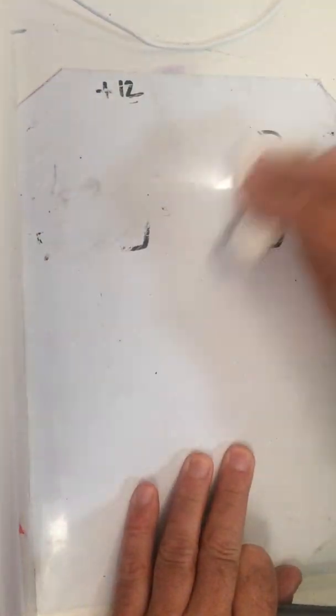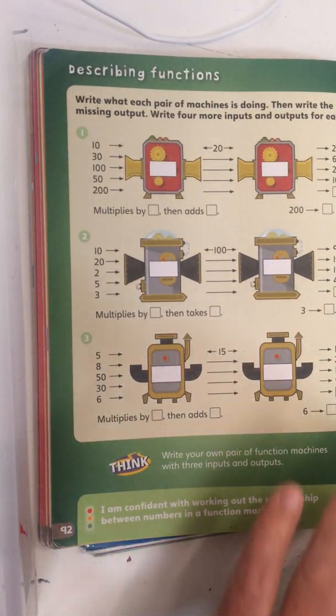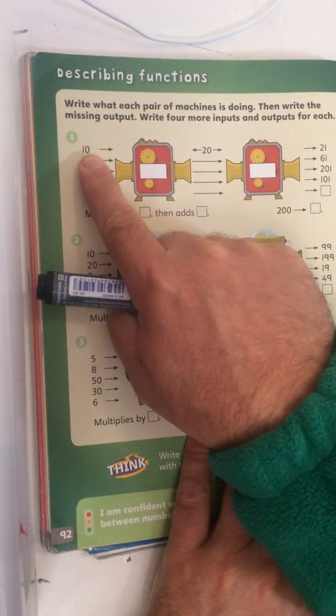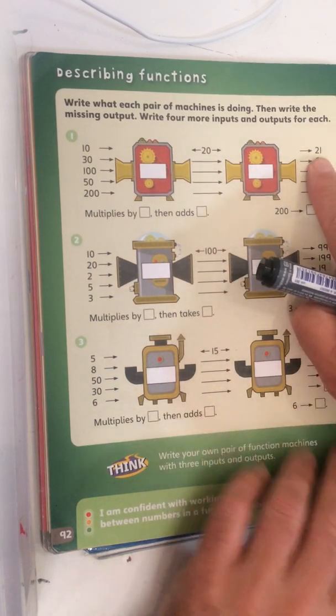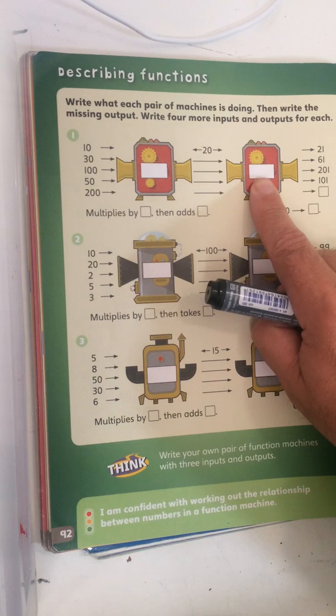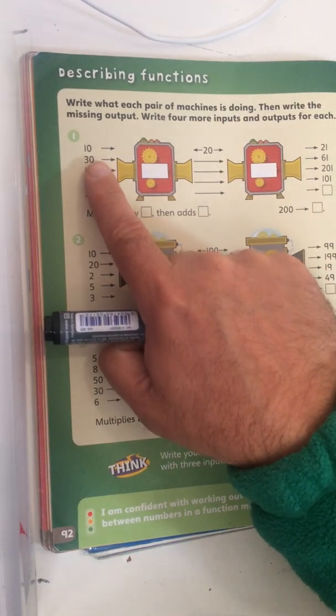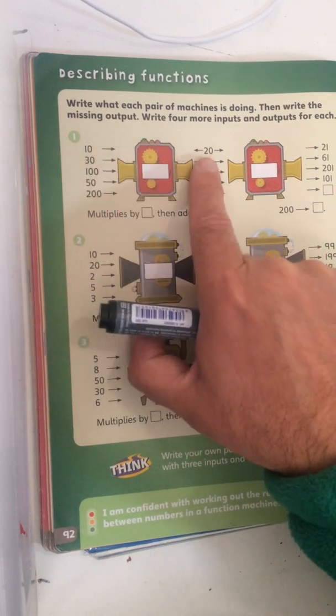If you have a little look, let me just get the book. We'll have a little look at question 1. Hang on, I'll put that down. Question 1 today, okay, in the book. So again, we've got 10, something's happening to the 10 to make it 20, and then let's go into 21. So we can see going from 20 to 21, this has to be plus 1. This has to be plus 1. So this can be either adding 10 or multiplying by 2.